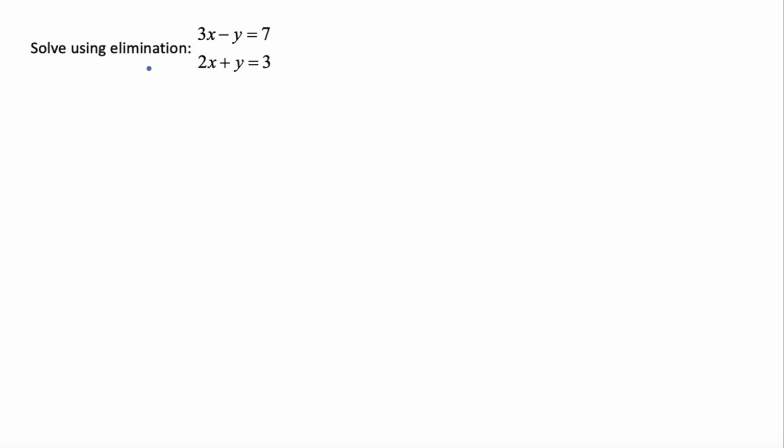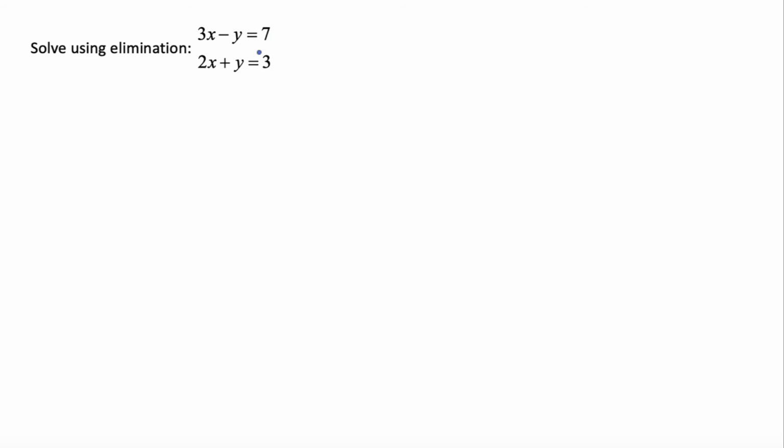Solve using elimination. So we have the system of equations, and the first equation is 3x minus y equals 7, and the second equation is 2x plus y equals 3. Now remember, by elimination, what we can do is add these equations together.